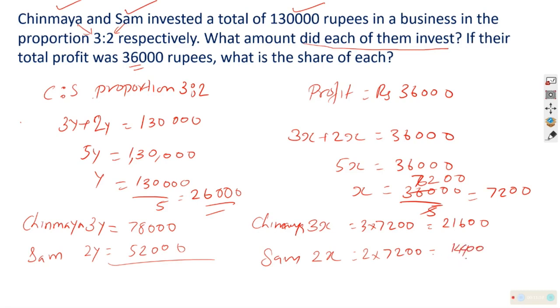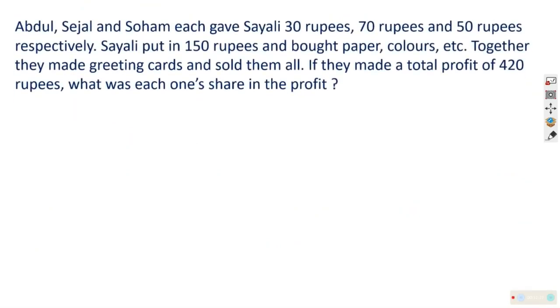So altogether they divide this accordingly. One will be getting 21,600, the other will be getting 14,400, and the total is 36,000. So my dear students, the concept of proportion is very much useful in partnership business to divide the profit. It will not be profit always. Sometimes you will be having loss also.